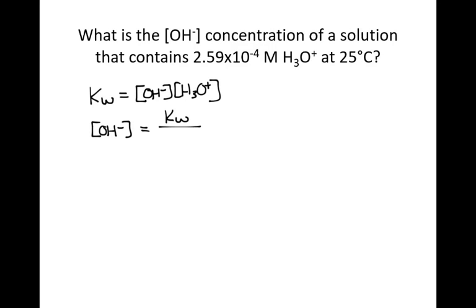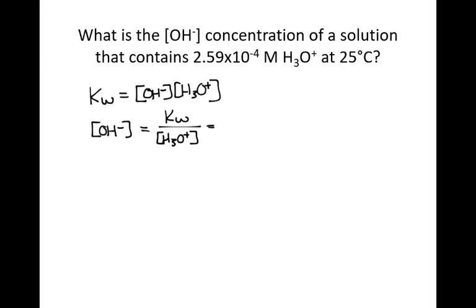So try this one. What is the OH- concentration of a solution that contains 2.59 times 10 to the minus 4th molar H3O+? Okay, so we want to find the OH- concentration. We know that this is just water, so Kw is going to equal OH- times H3O+. If we want to solve for OH-, then we divide both sides by H3O+, and we get that OH- equals Kw divided by H3O+.